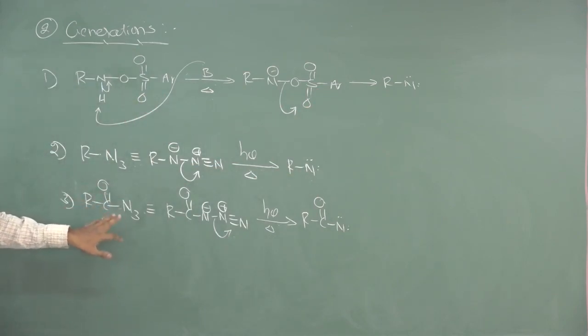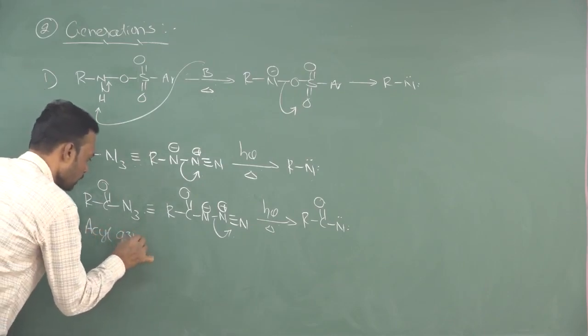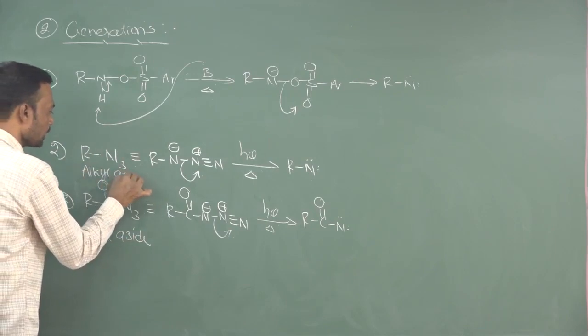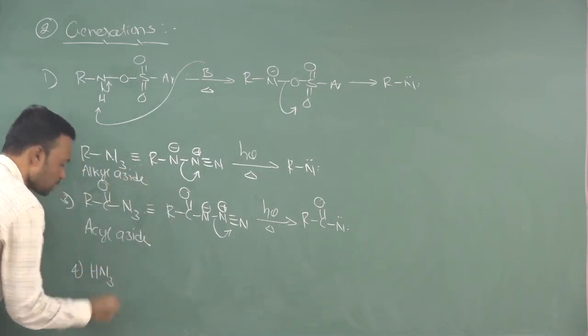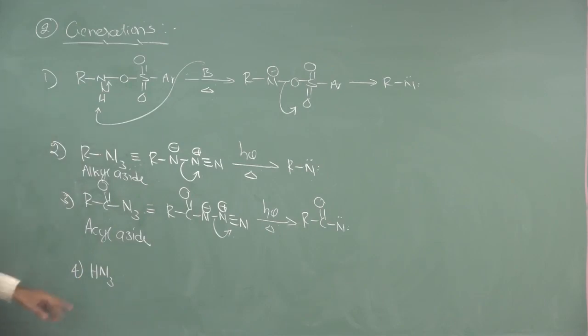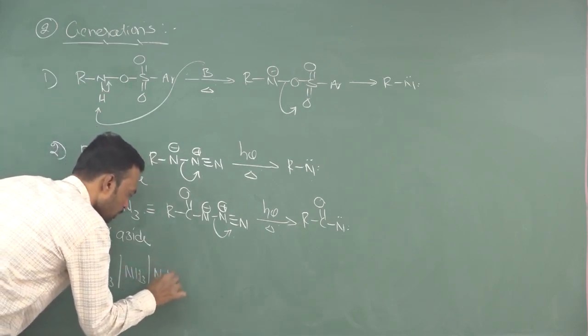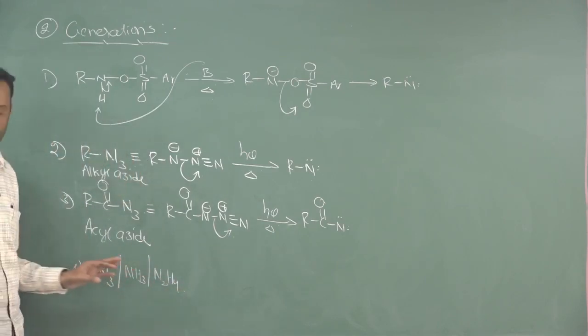One name reaction is there, Curtius. Okay. So what is this? This is called acyl azide. And what is this? This is called alkyl azide. Now I am taking hydrazoic acid. What is HN3? Hydrazoic acid. Otherwise we can take ammonia, otherwise we can take N2H4. What is N2H4? Hydrazine. N2H4 is hydrazine.